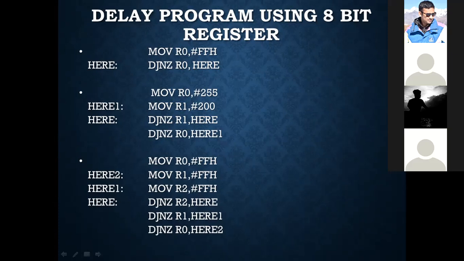After that, this particular DJNZ instruction is repeated again and again, 255 times. For a simpler example, suppose there was 01 instead of FF. Then after the first instruction, it would become 0 at the second iteration, and it would not rotate any more. That means whatever value is stored in this register, this loop will be repeated that many times. Clear? Any questions you can ask?